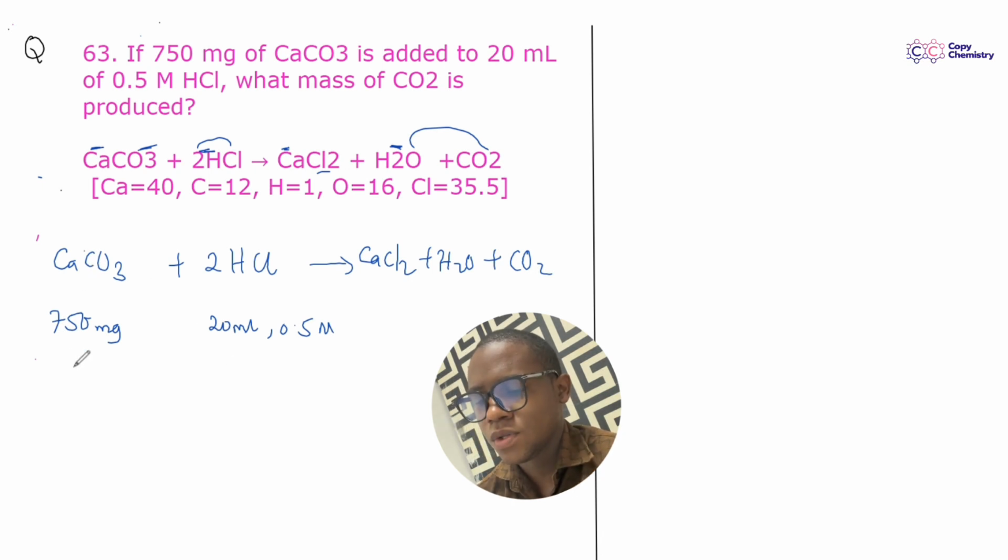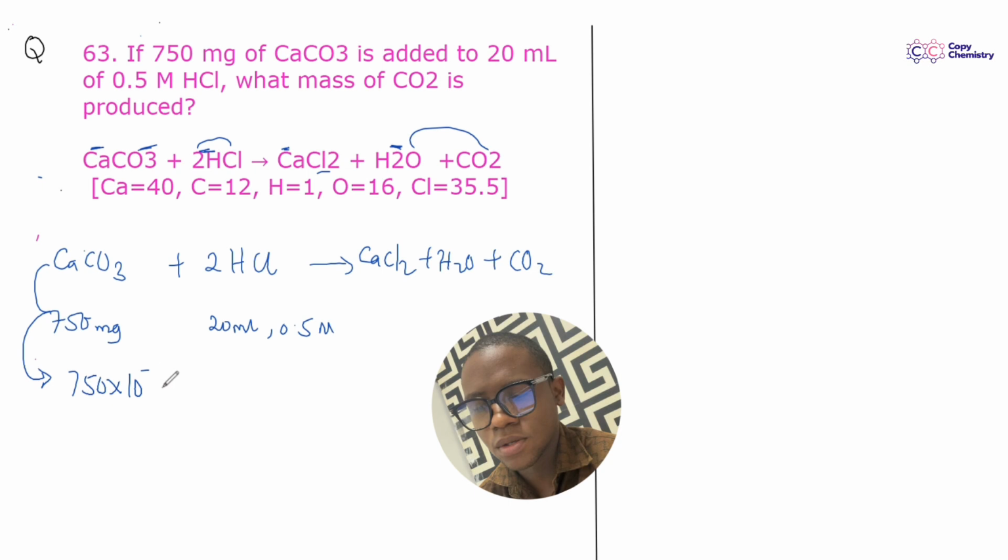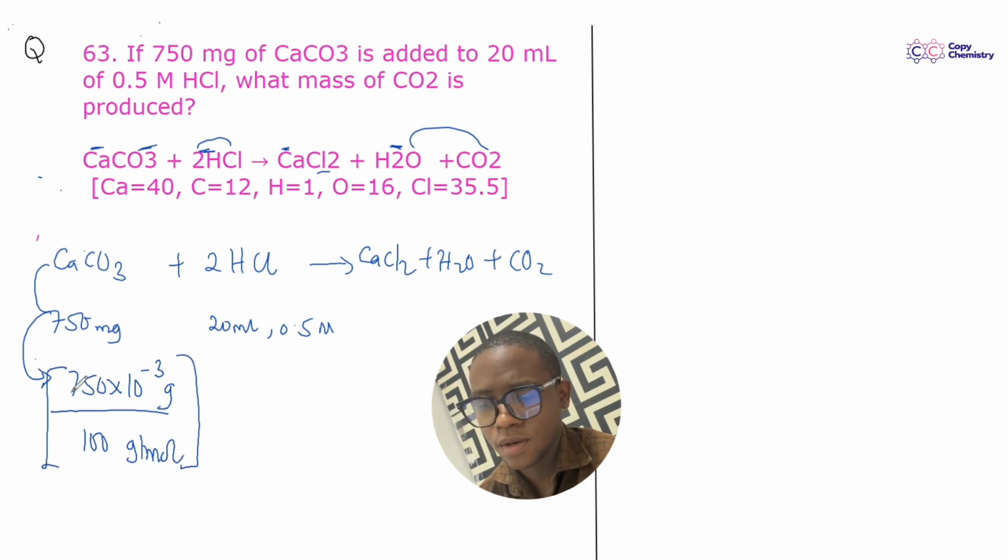First off, if you want to get the moles of this one, that's your calcium carbonate, you need to do mass divided by molar mass. The mass is given to you here as 750 milligrams. You have to convert that to grams, so that's why I'm going to do this. That would convert it to grams, and then that will be the mass, right? If I divide the mass by the molar mass of calcium carbonate, which is about 100 grams per mole, it means that what I'm solving here is the moles of CaCO3.